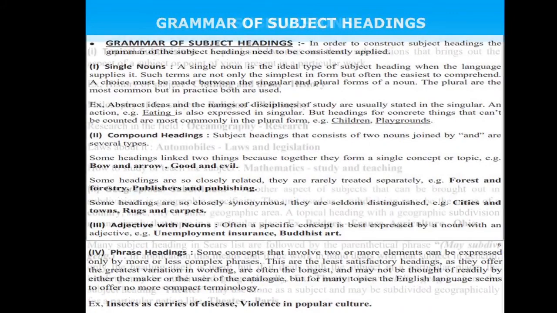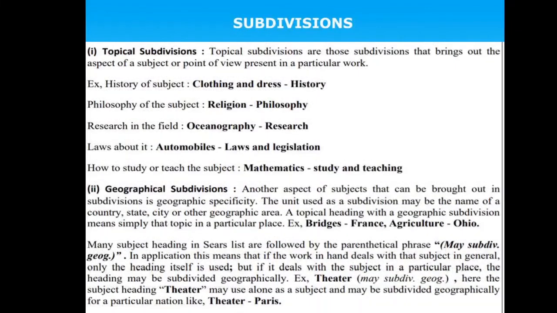Okay, fine. Next we are going to deal with subdivisions. There are different kinds of subdivisions. One is topical. Topical in the sense that there will be a broader heading and a subheading, right? It brings out the aspect of a subject or point of view. For example, history of a subject: clothing and dress, history. Religion, philosophy of the subject: religion, philosophy. Research: oceanography, research, like that.